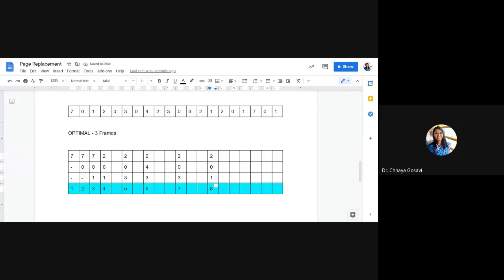Now 2 is present, 0 is present, 1 is present. So these 3 are page hits. To bring 7 into main memory, you have to replace 2 because you need 0 and 1. So it is 7, 0 and 1. So total 9 page faults with 3 frames. Now try with 4 frames. Optimal with 4 frames.